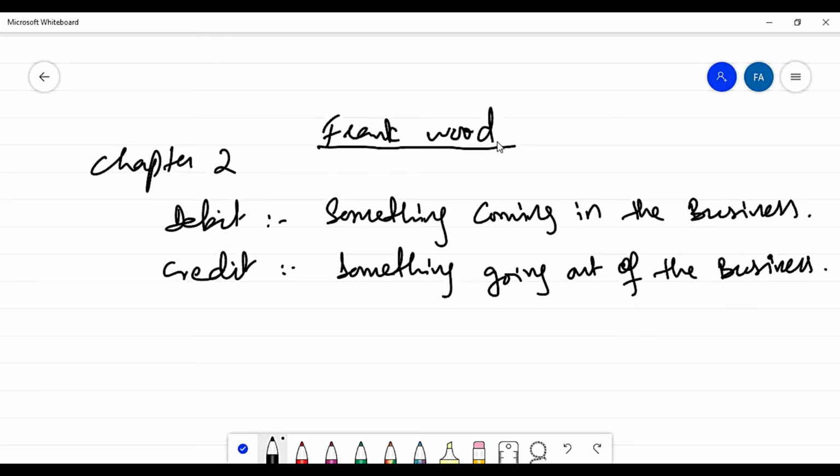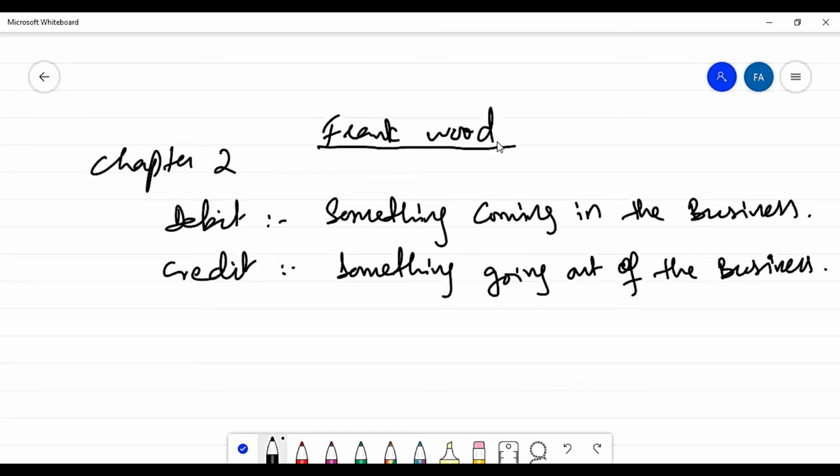This definition I'll repeat again. Debit means something coming in the business and credit means something going out of the business. This is the layman definition which is given to students for their simplicity, for their understanding. Whatever the business receives is termed as debit. Whatever the business has to pay is termed as credit.